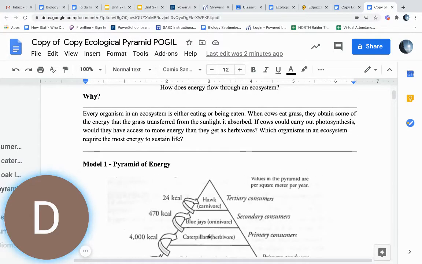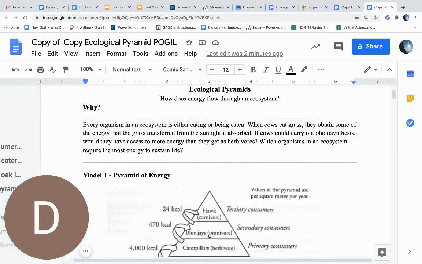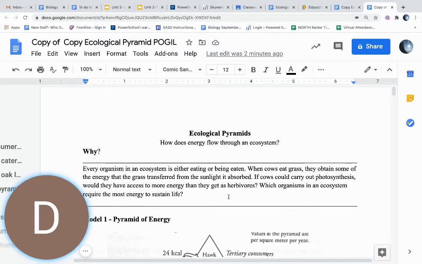So every organism in an ecosystem is either eating or being eaten. When cows eat grass, they obtain some of the energy that the grass transferred from the sunlight it absorbed. If cows could carry out photosynthesis, would they have access to more energy than they get as herbivores? Which organisms in an ecosystem require the most energy to sustain life?